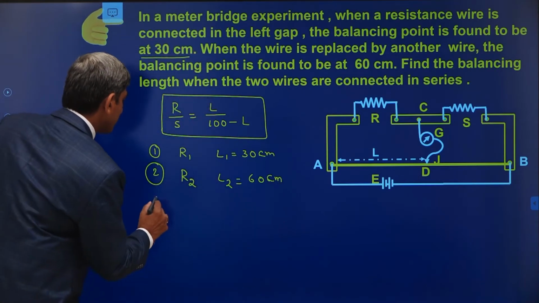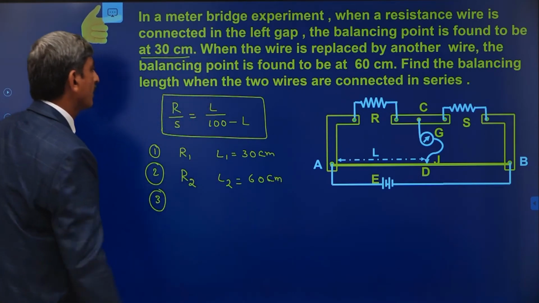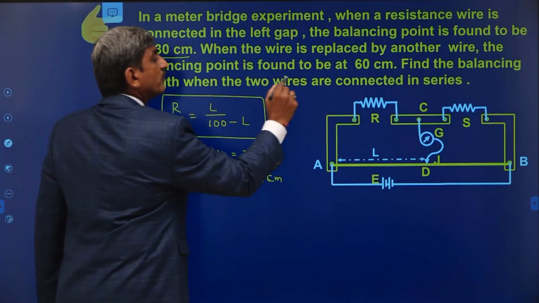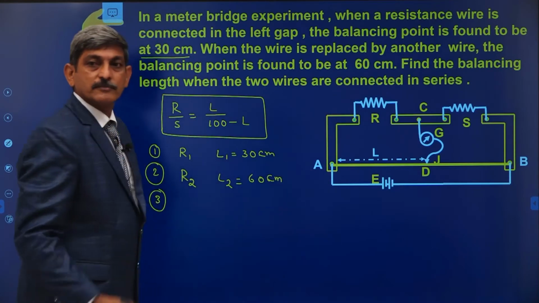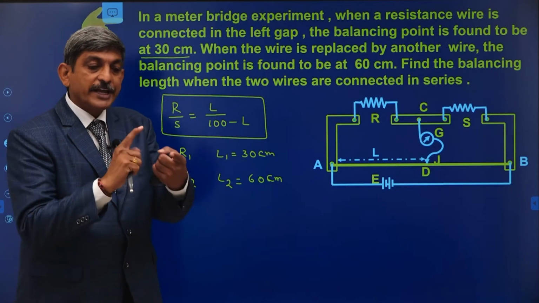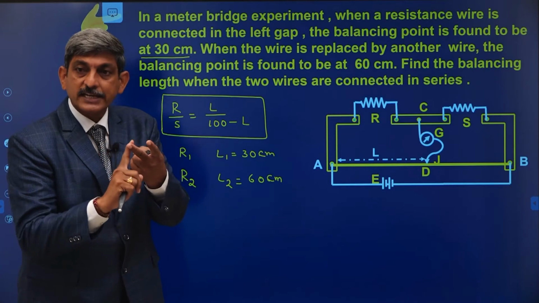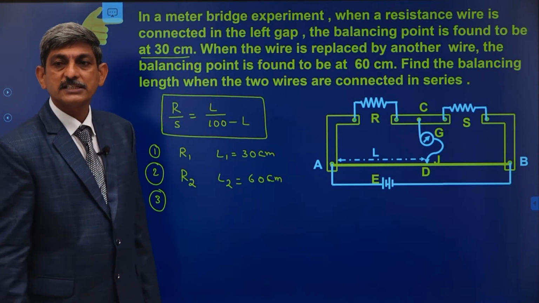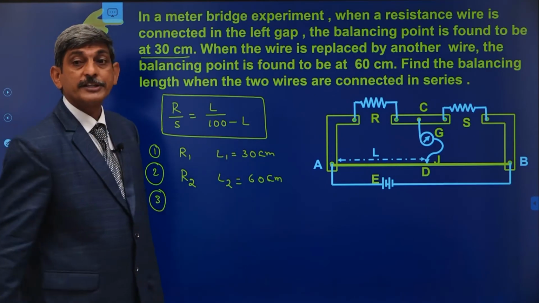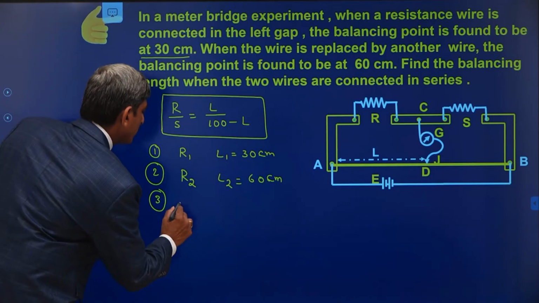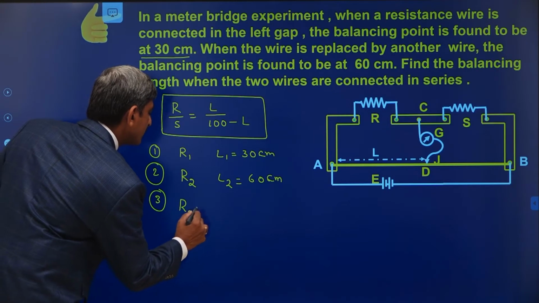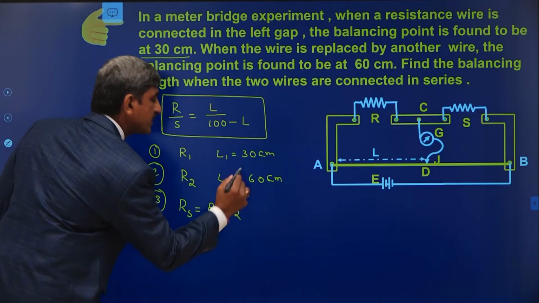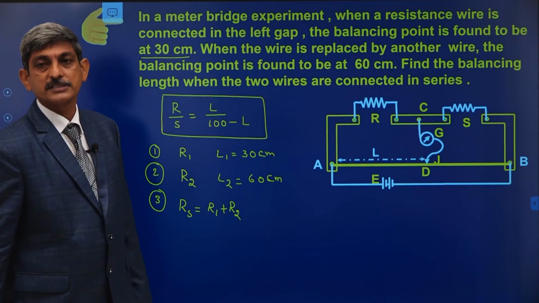Now see the third case. What is the third case? Find the balancing length when the two wires are connected in the series combination. In the third case, the wires used in the first case and the second case are connected in the series combination. For that series combination of the two wires in the left gap, we have to find out the effective balancing length value. For that, let us assume that R series is equal to R1 plus R2, the effective resistance in the left gap in the third case.